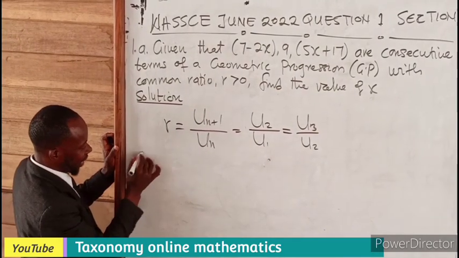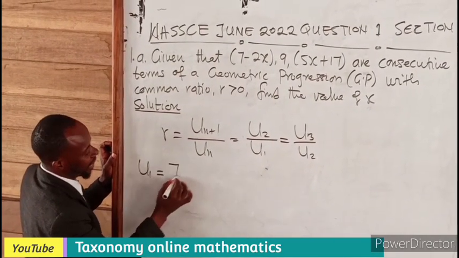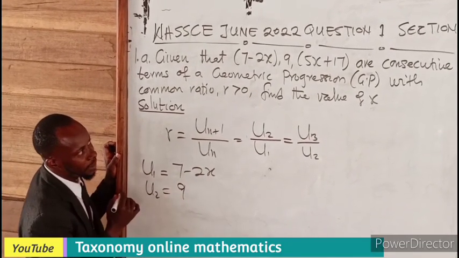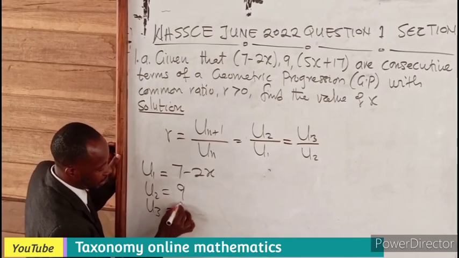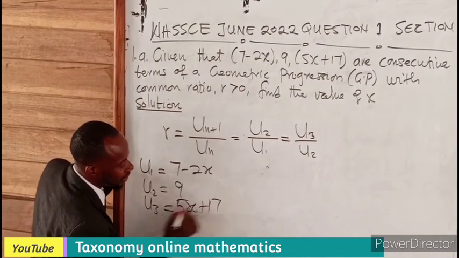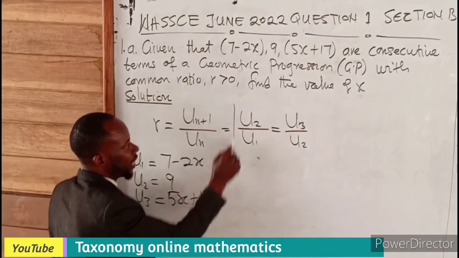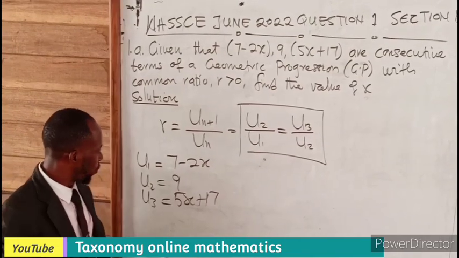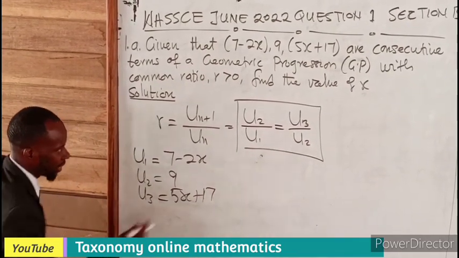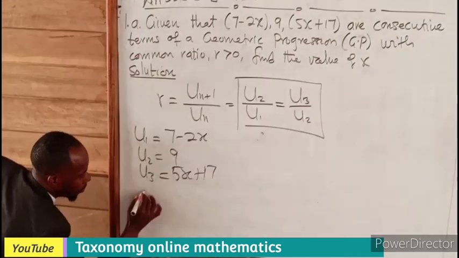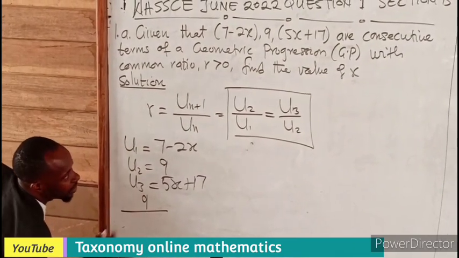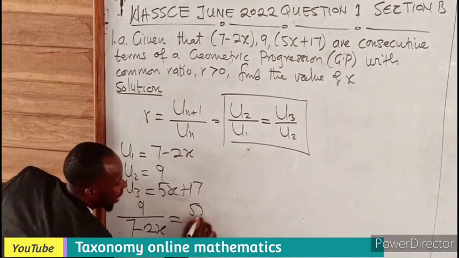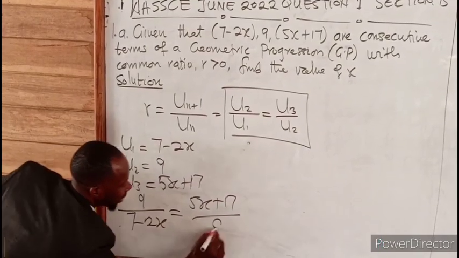So now, first, second, third. In this case, our first term is 7 minus 2x. The second term is 9. Then our third term is 5x plus 17. We can substitute into this since we don't know what the common ratio is. Wherever I see u2, I put 9. So right away, this is 9 over the first term, 7 minus 2x, equals the third term, 5x plus 17, all over 9.